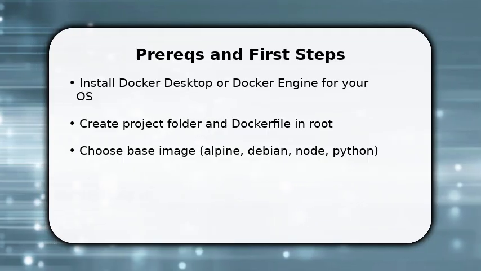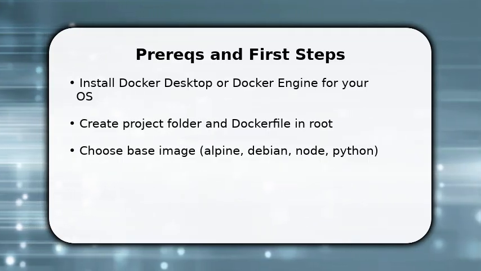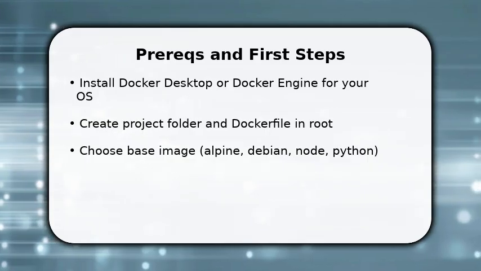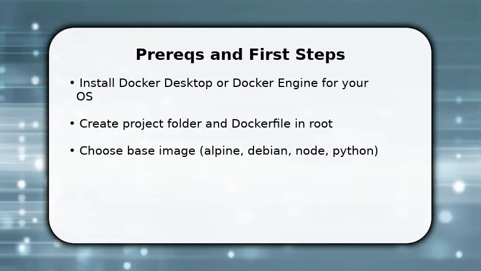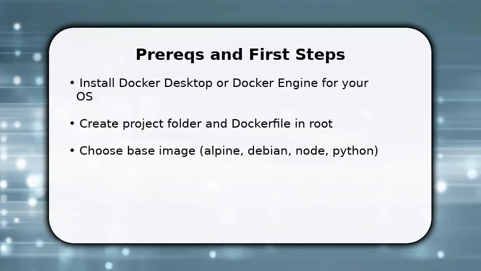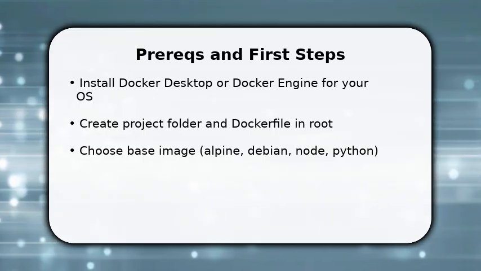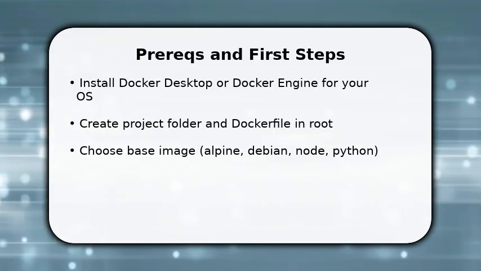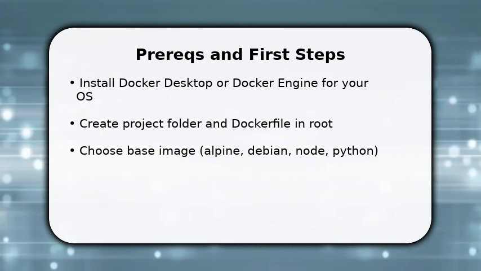Use a lightweight base like Alpine for small images or Node/Python when you need a runtime. Once done, add your app files and a .dockerignore to keep the image lean. This reduces build time and avoids copying unnecessary files into the image.